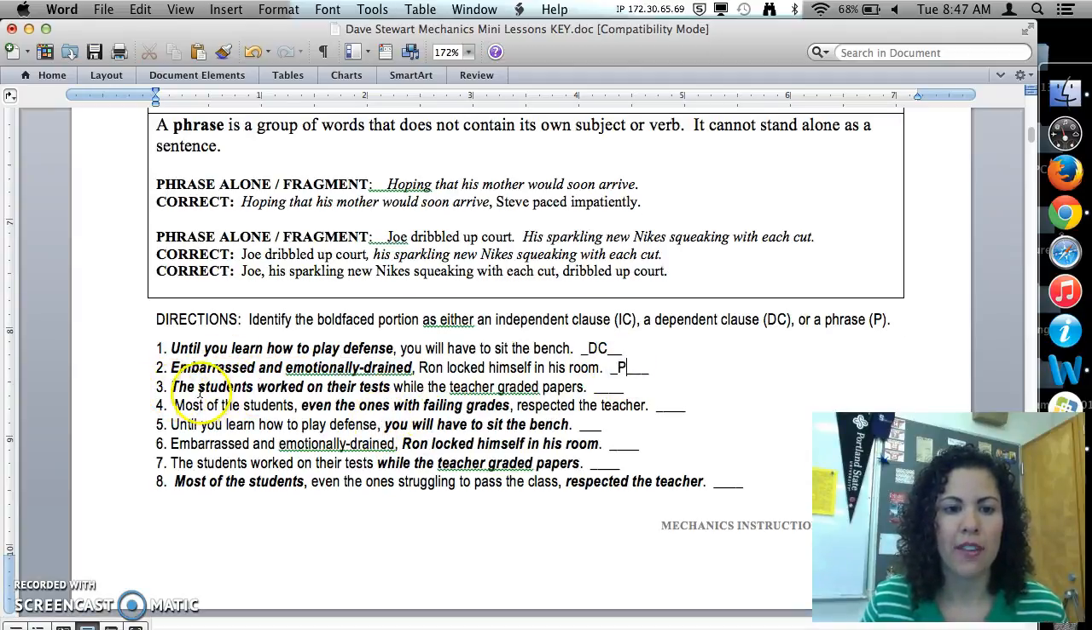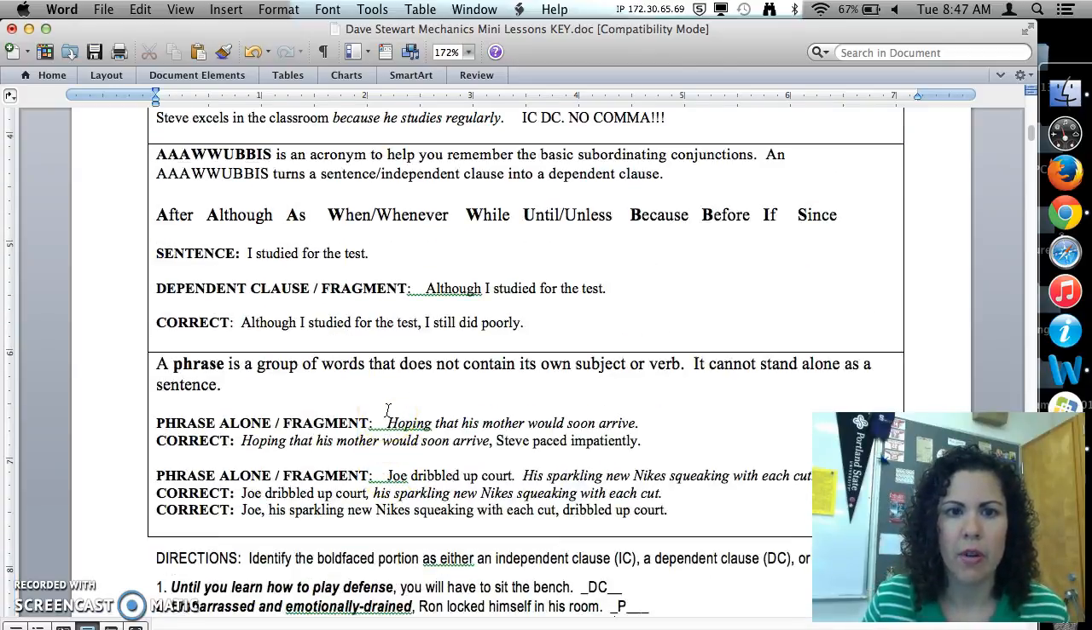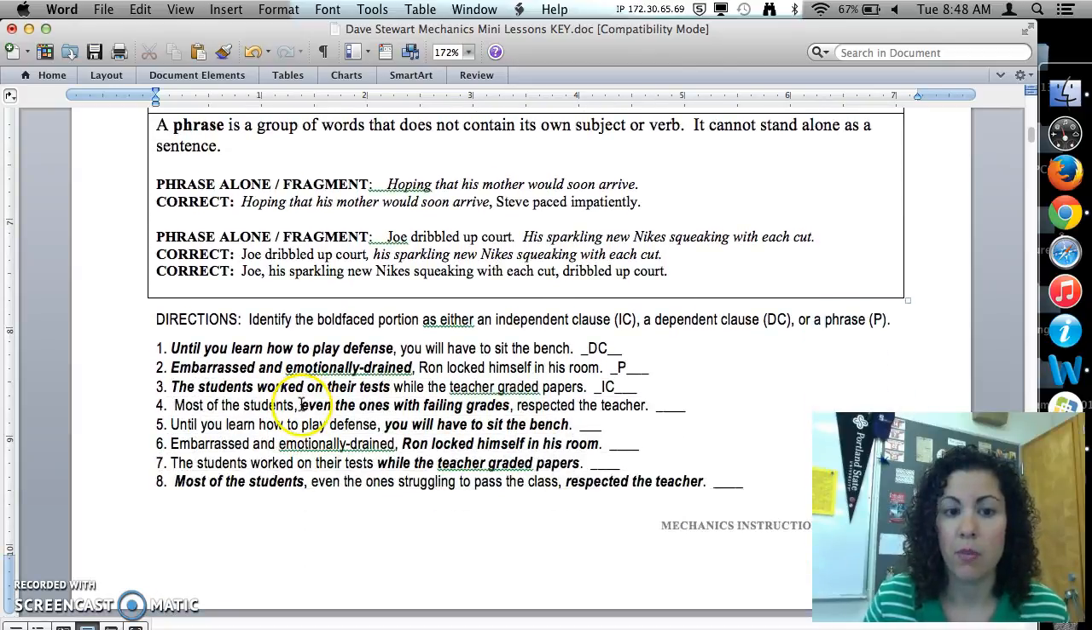Here I have the students worked on their test. Subject, students, what are they doing? They worked on their test. Yep, subject, verb, complete sentence. So that would be an independent clause, a complete sentence all by itself. Most of the students, even the ones with failing grades, respected the teacher. So even the ones with failing grades, is that one of ours? No. Double check that. The ones with failing grades, I have subjects here, right? The ones, but do I know what they're doing? No, I only have a subject, I have no verb, so this would also be a phrase.